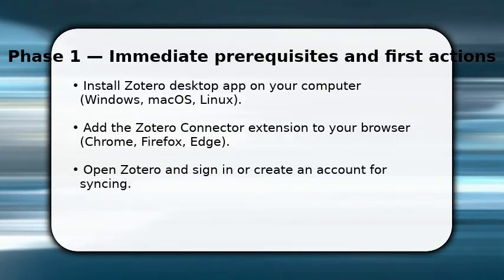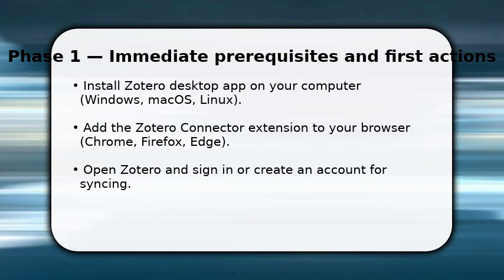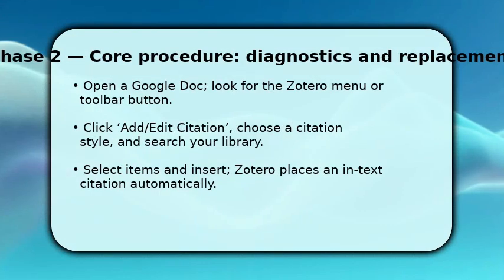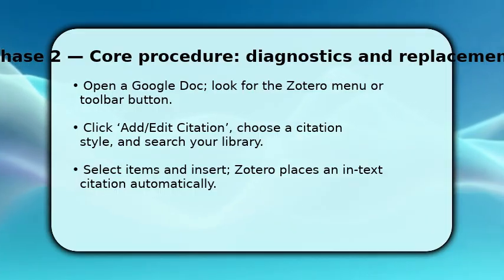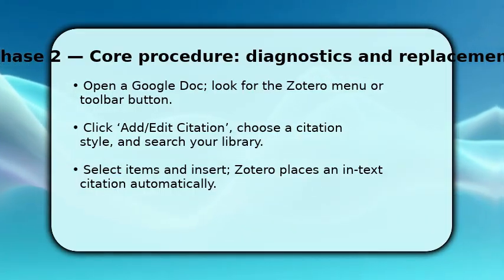This immediate parallel setup lets the connector detect docs and prepares you for inserting citations right away, which is the first actionable step. Once you have Zotero running and the connector enabled, open your Google Doc. You will see a Zotero menu or a small toolbar button. Click Add/Edit Citation to begin.